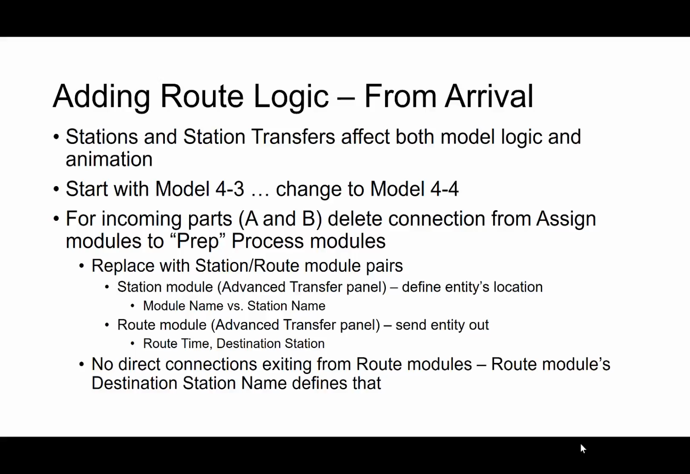So the station module from the advanced transfer panel will define the entity's location, model name versus station name, and then the route module from the advanced transfer panel will send the entity out with the route name and destination station. No direct connections exiting from the route modules. So the route module's destination station name will define that.